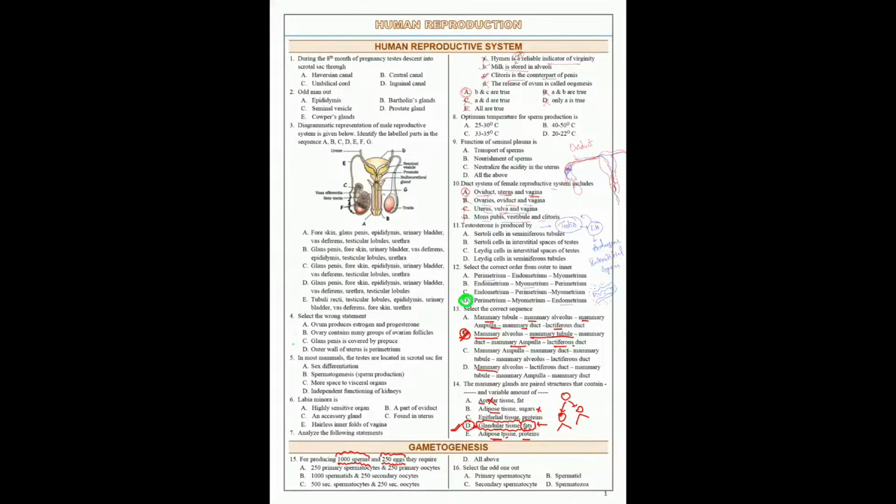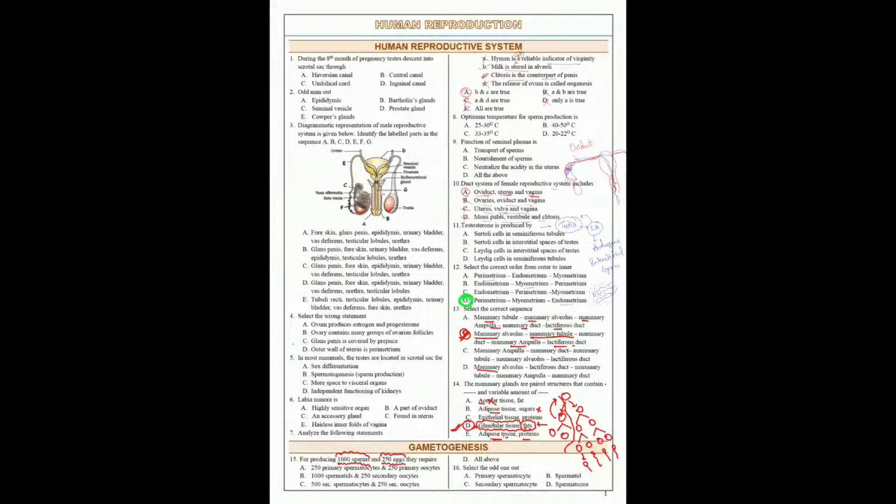So primary spermatocyte will not be produced. This will produce one or two more primary spermatocytes, so this cycle will move like this. Primary spermatocyte will produce two secondary spermatocytes, and two secondary spermatocytes will produce four spermatids, and this spermatid will produce spermatozoa. So this is the sequence.